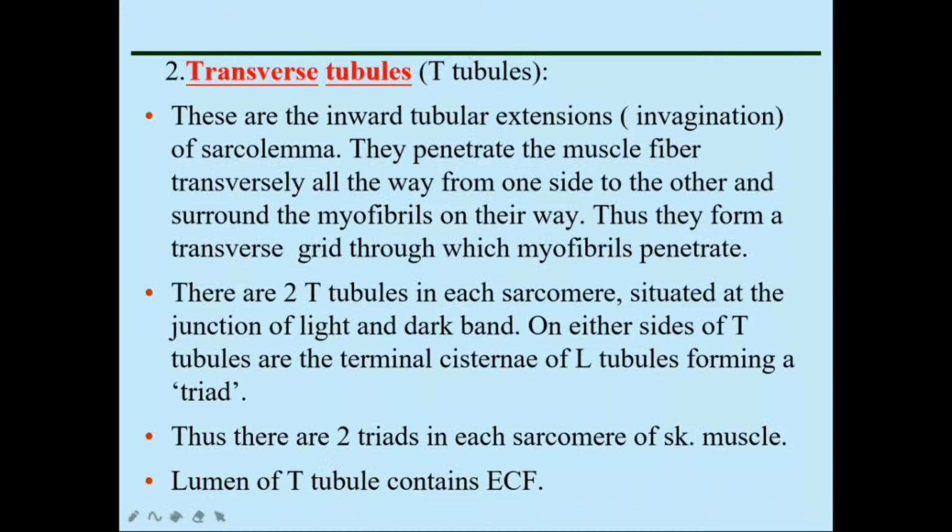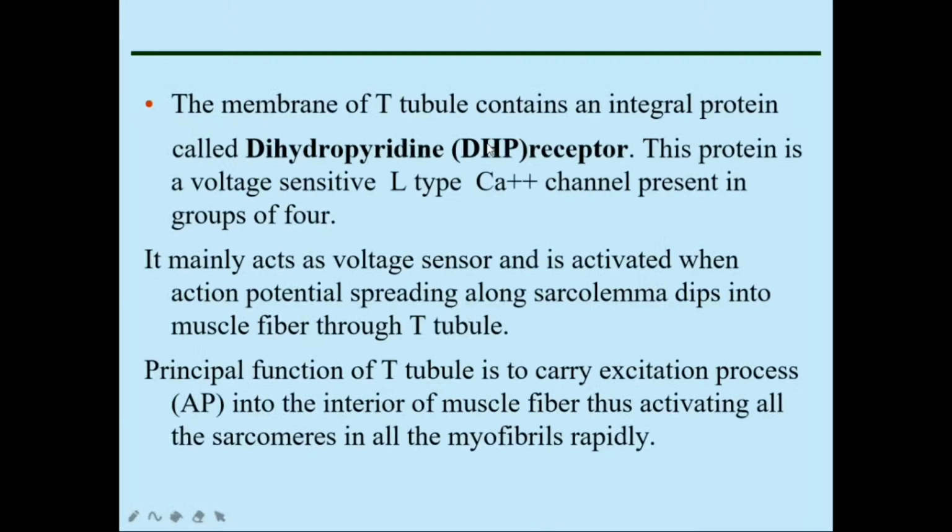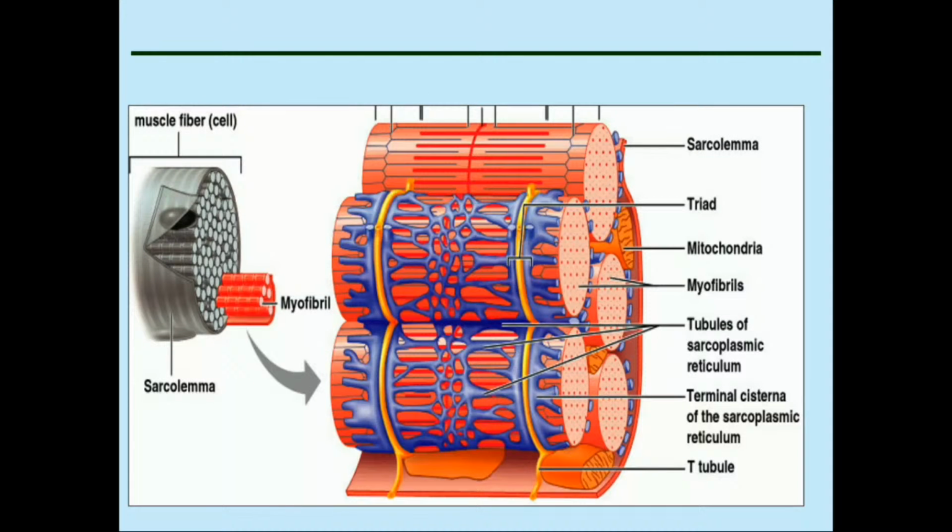So there are two T tubules in each sarcomere situated at the junction of light and dark band. Here you can see that the portion containing the thick filaments or the myosin filaments, as you know, is called the dark band or A band or anisotropic band, and the portion between two dark bands is called the light band. So here you can see this is one sarcomere and this is the junction of dark band and a light band here.